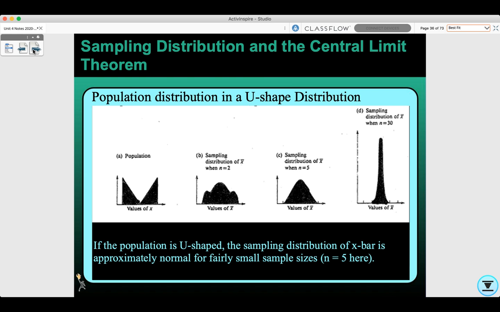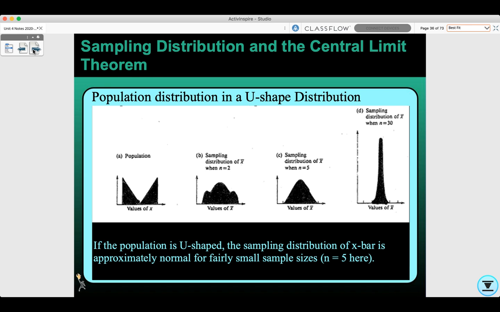Here we have a population distribution that is U-shaped. The population is not normal. When we have a sampling distribution of x bar when n equals 2, it's still not normal. When n equals 5, it's approximately normal. And when n equals 30, it's approximately normal.